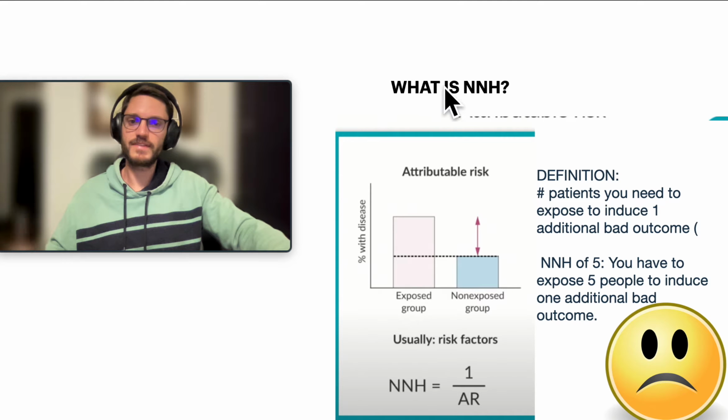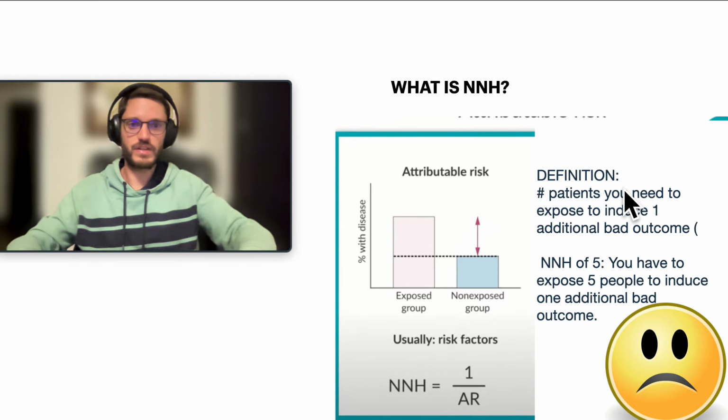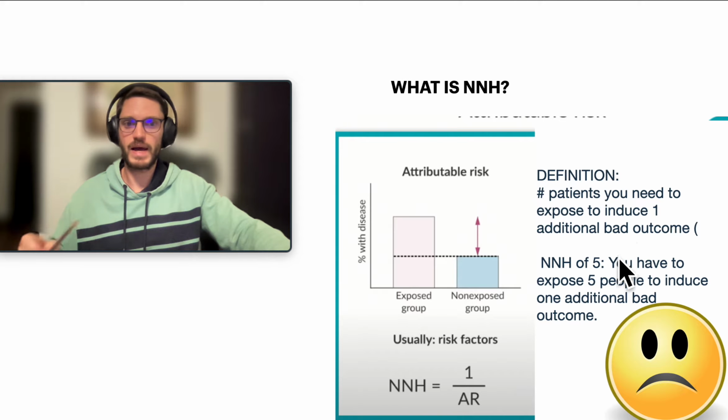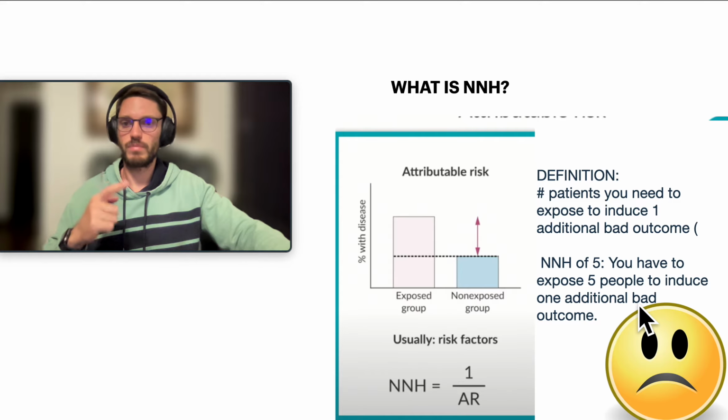Okay, what is the number needed to harm? So if we're talking about harm, we're talking about a sad face right here, and we're talking about the exposed having a higher incidence than the non-exposed. Why is this? Because the exposed will actually be exposed to a risk factor. Okay, so the definition for number needed to harm is the number of patients you need to expose to induce one additional bad outcome. An NNH of 5 is equal to exposing 5 new people for one new bad outcome.